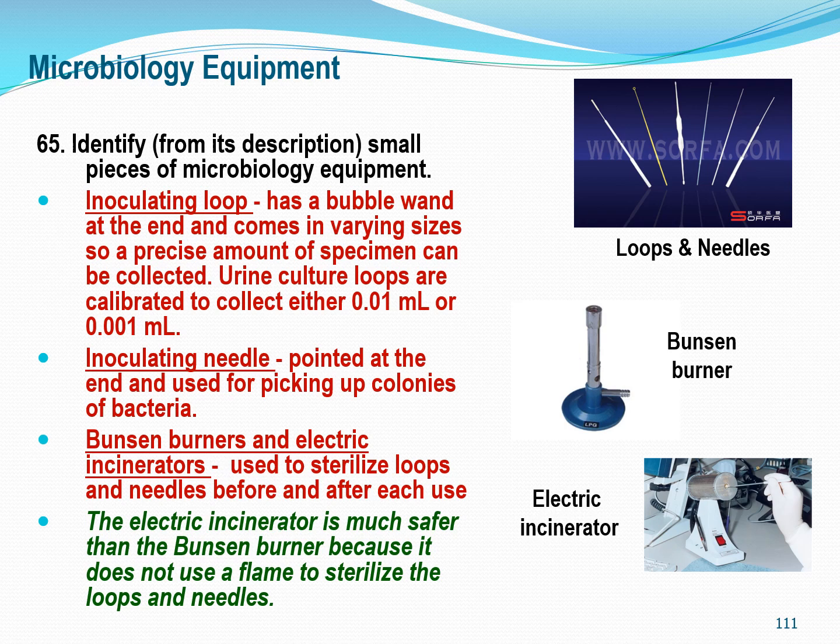Then there are Bunsen burners and electric incinerators. These are used to sterilize loops and needles before and after each use. As you see, you would hold it over the Bunsen burner flame. With the electric incinerator, you can stick the end that has your loop on it in there. It's going to sterilize that loop, then you take it out.